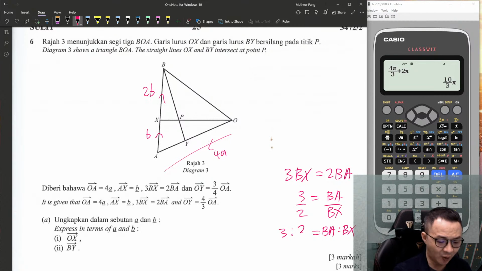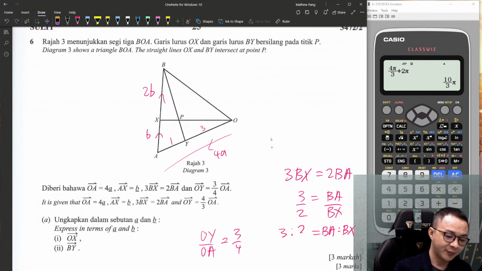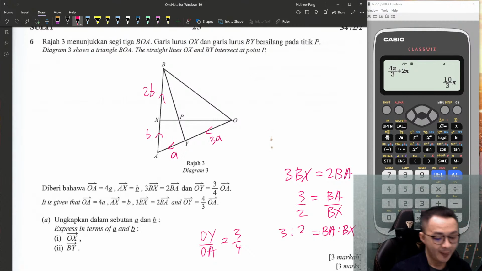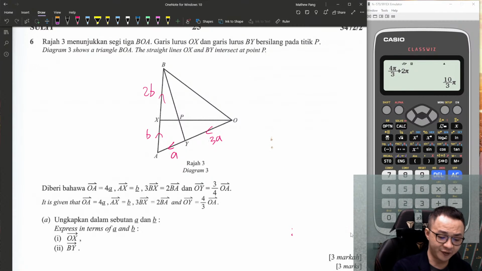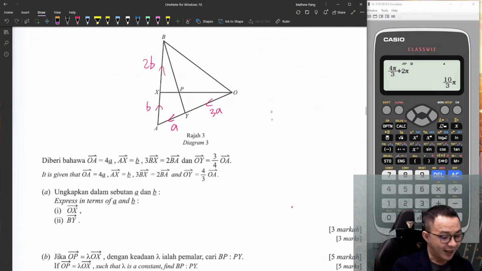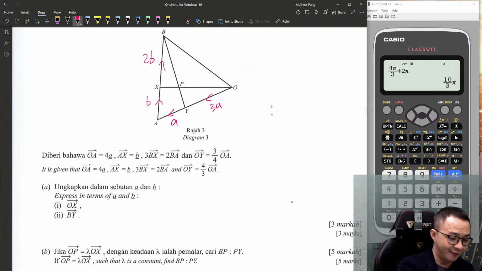Then OY over OA is 3 over 4. So OY will be ratio 3. O to Y will be ratio 3. O to A is ratio 1. So like this, I know this one should be minus 3, should be 3a. If we follow this arrow, this one must be 3a. This one must be a. Okay, so I get all the information and ratio, so let's start doing this one.